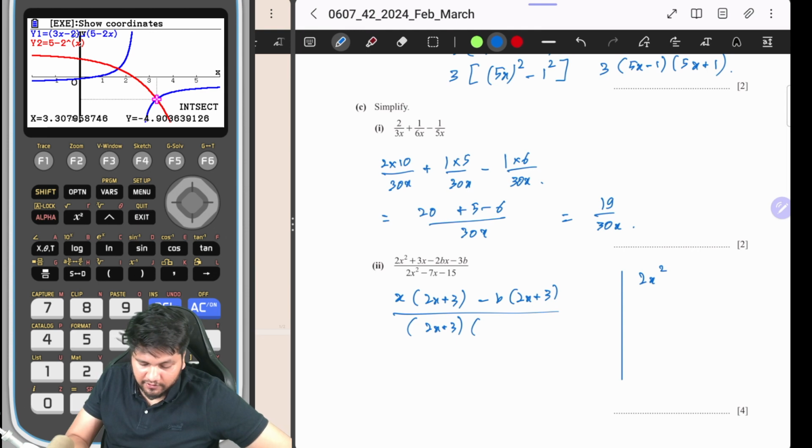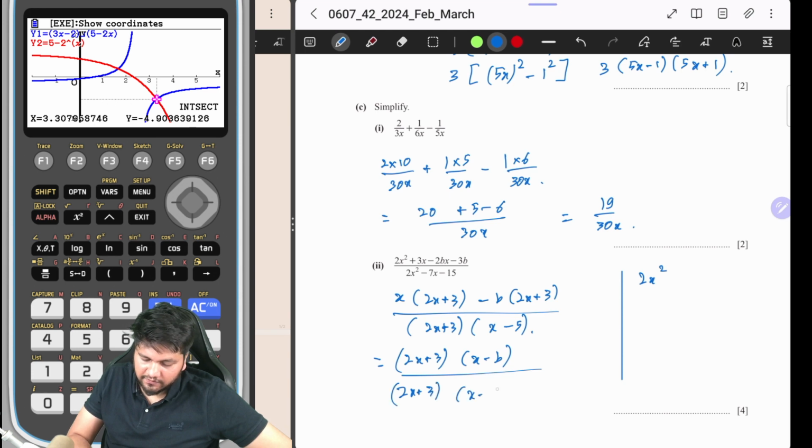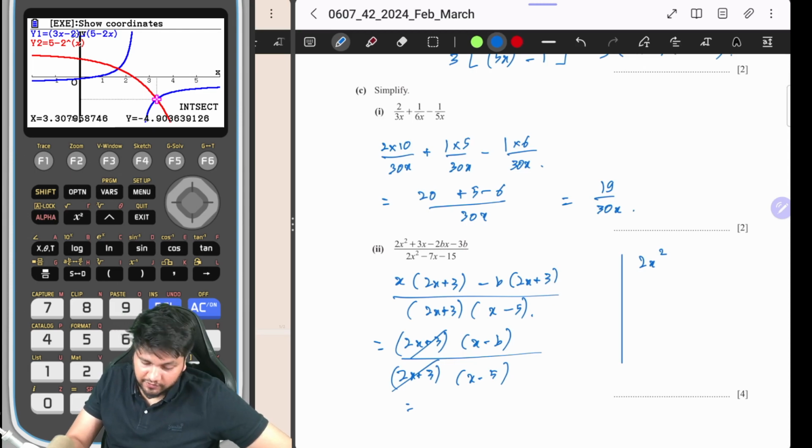You can do it directly also. One of the factors is 2x plus 3, so the other one has to be x minus 5. 2x into what gives me 2x square? So it's going to be 2x into x, that's why I put x. And plus 3 into what will give me minus 15? It's going to be minus 5. 100% this will be the factorization. So we can take out 2x plus 3 common from here and you'll get x minus 5. You can cancel out these things and the answer is x minus 5, but you will have to show the factorization.